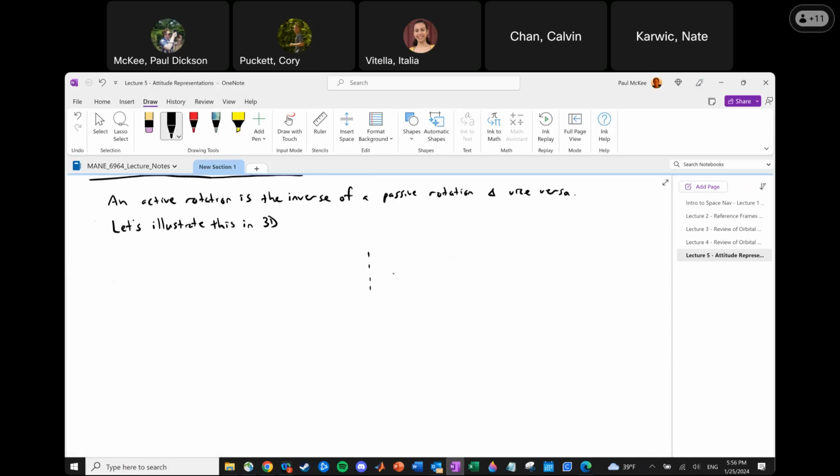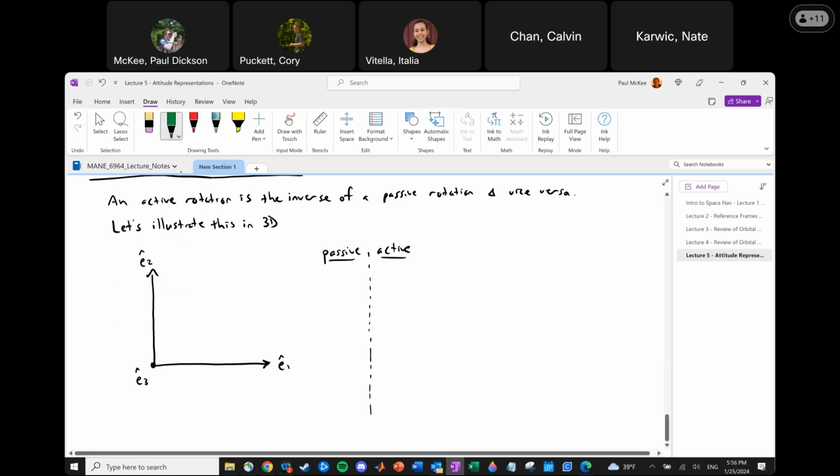So we're going to start by partitioning our diagram space here, and we're going to use plenty of space. On the left, we're going to do a passive rotation, and on the right, an active rotation. This is going to get a little bit busy, so I'm going to try to draw this big. So we have E1, E2, and then E3 is coming out of the page. And then I'll go to green, feeling green today.